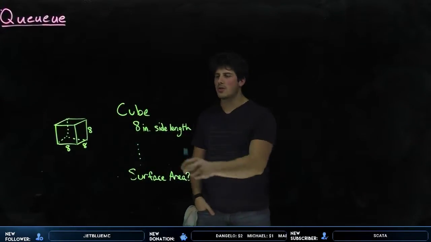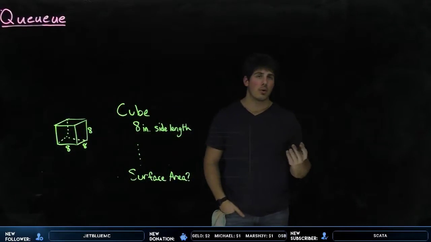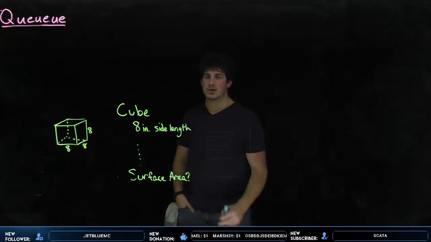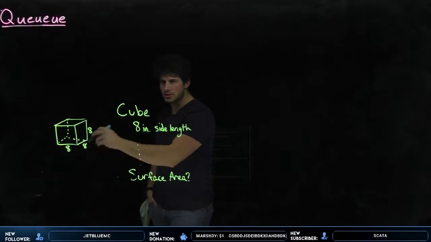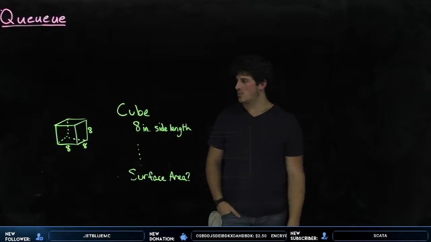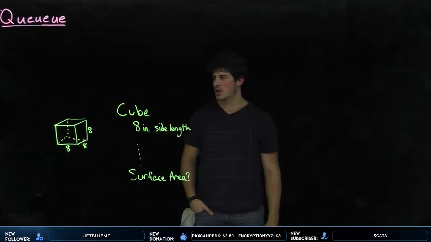Okay, if we have a cube with 8-inch side lengths, what is the surface area? How do we go about solving this? Do you know what I mean when I ask for the surface area? The surface area is, if I were to take some paint and try to paint every side of this, everything that was covered in paint would be the surface area. Right? You could find how much paint it would take to do that. That's one of the questions they'll probably ask if they ask about surface area.